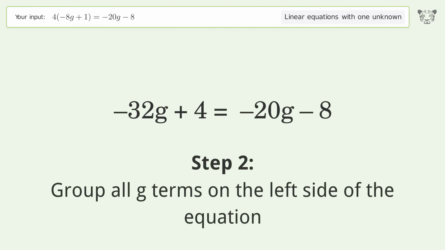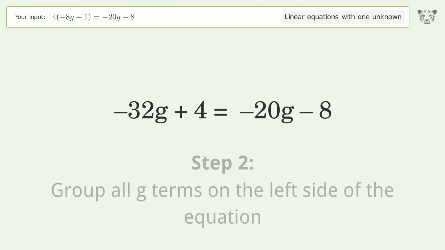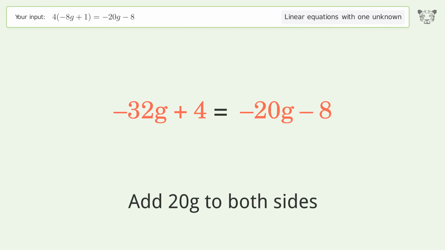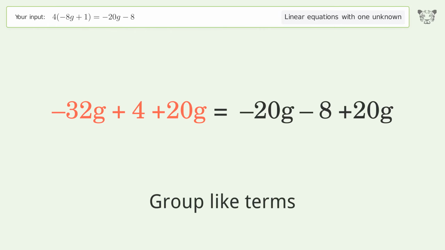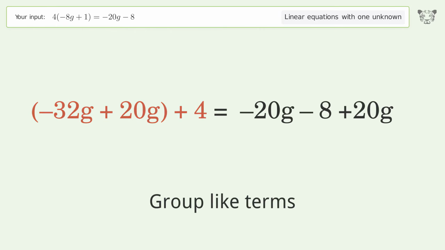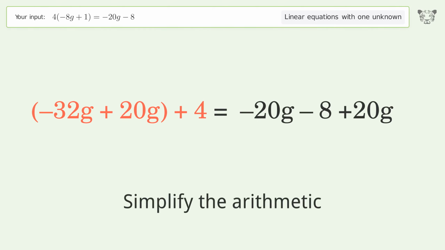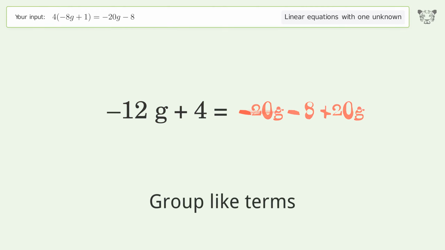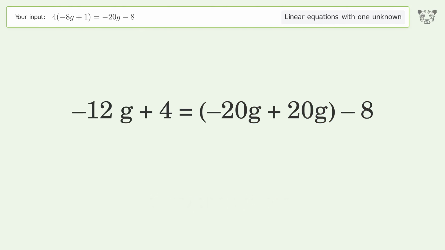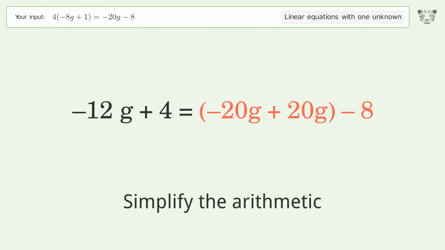Group all g terms on the left side of the equation. Add 20g to both sides. Group like terms. Simplify the arithmetic. Group like terms. Simplify the arithmetic.